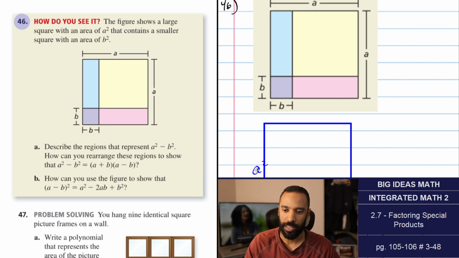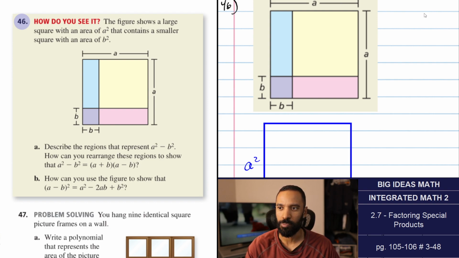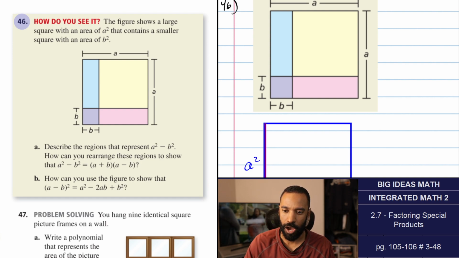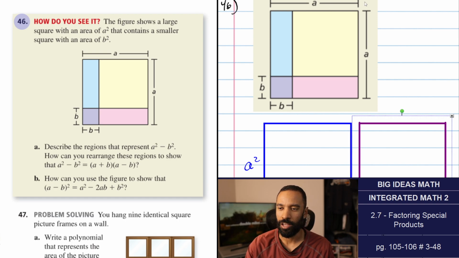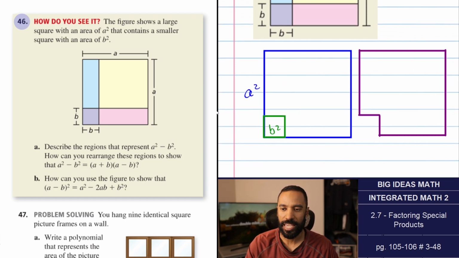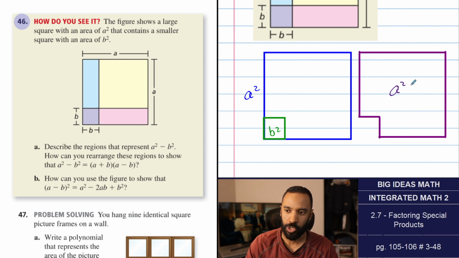If that's a squared and that's b squared here, then everything else is a squared minus b squared, which is basically this whole set right here in purple. So the purple is going to be all of a squared minus b squared. Boom, like that. So let's group all that together. There we go. This guy here is all of a squared minus b squared. Basically, you're taking out the area of the b squared there to get that.